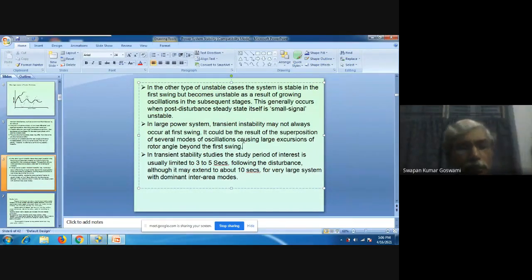But in large power system, they are more complicated. There, it may show up that the system is stable in the first swing, but subsequently, because of the impact of other generators, because of the impact of other oscillations, other swings, prevailing in the power system, the stability of the system and the stability of the generator may be lost. Okay. So in transient stability studies, the study period of interest is usually limited to 3 to 5 seconds.